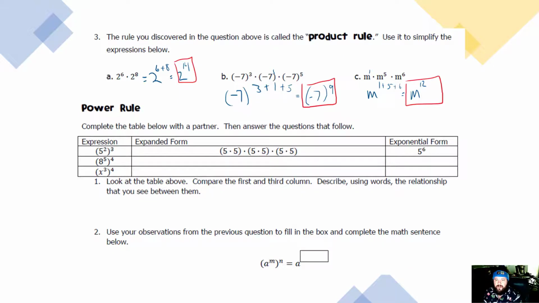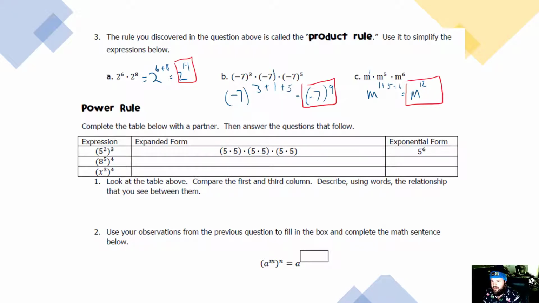Now we're going to move into the power rule. On this first one, we have 5 raised to the power of 2, which is all raised to the power of 3. So we have 5 times 5, which is 5 squared, times 5 times 5, which is 5 squared, times 5 times 5. So we have 3 groups of 5 squared.